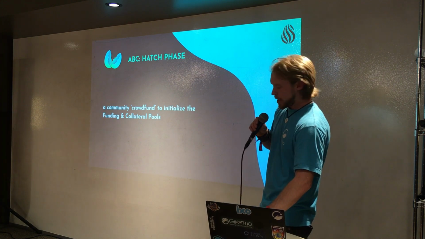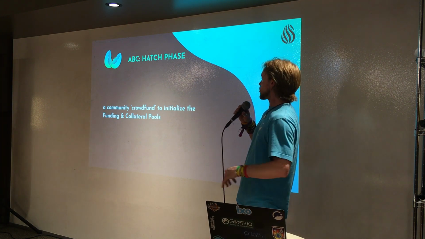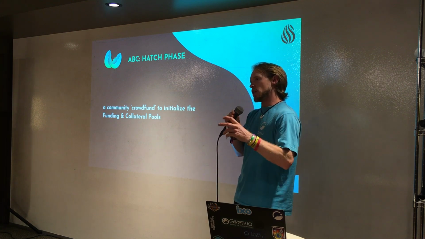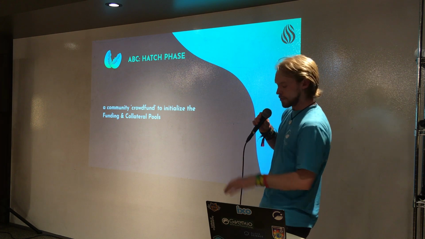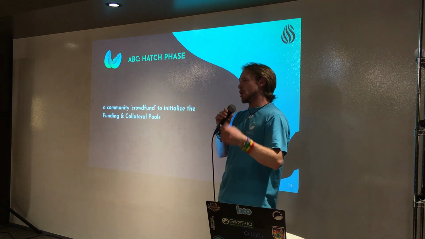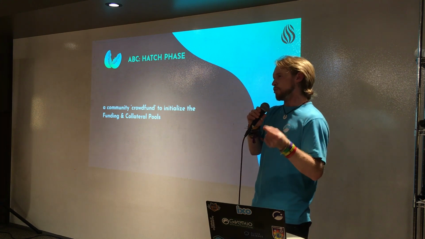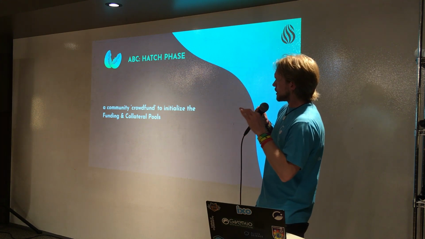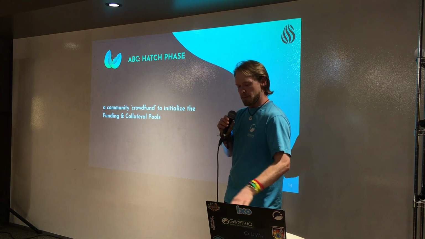So to jump into the hatch phase, just to explain how this works, it's essentially a community crowdfund that will initialize the two funding pools of the augmented bonding curve. And these two funding pools is actually what sets the augmented bonding curve apart from most other bonding curves. So when we give the token multiple forms of value, this actually gives the system some stability that we don't see in most token bonding curves today.